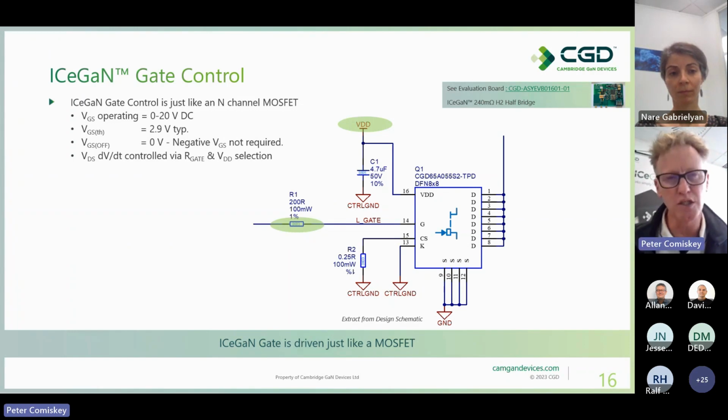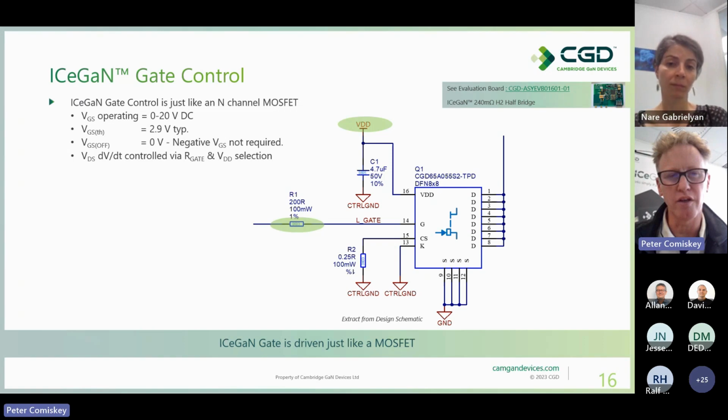And we'll go on to some of the internal features of ICeGaN, which really provide a significant benefit when it comes to making sure that the device doesn't turn on when it's supposed to be off. In terms of a couple of key points when it comes to gate control, the off voltage is 0 volts. So you don't need to provide a negative VGS to hold ICeGaN off.